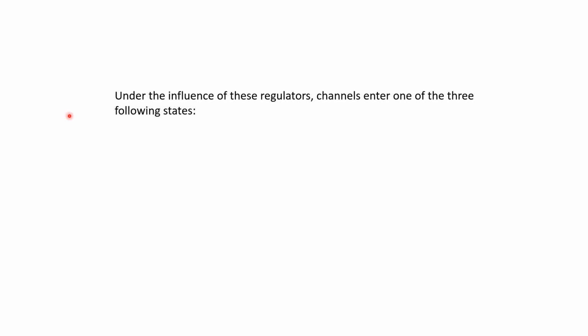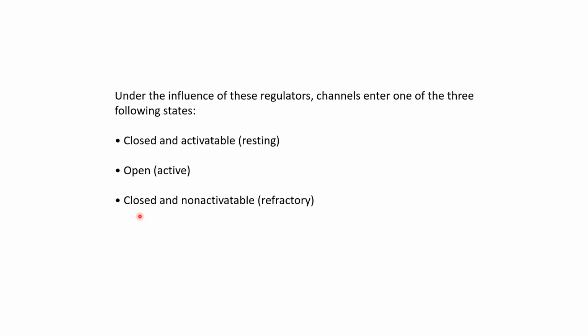But in some channels, there are actually two types of closed states. So one closed state is the normal closed state where the channel is closed, so it's not conducting ions and it is ready to be activated. So if the appropriate external trigger comes, then it can open. So the second state is of course the open state where it's open and it's conducting the ions. And there is a third state which is also closed and also non-activatable.